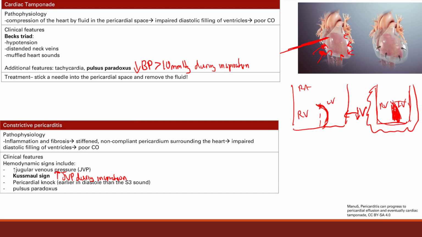Next, you have a pericardial knock. This is a heart sound that occurs earlier in diastole than the S3 heart sound, which is already in early diastole. And then you can also have Pulsus Paradoxus, which I just explained. I just want to note though that Pulsus Paradoxus is much more common in cardiac tamponade than it is in constrictive pericarditis, because there's not as much bowing of the ventricular septum. So that's it for constrictive pericarditis and cardiac tamponade and pericarditis.